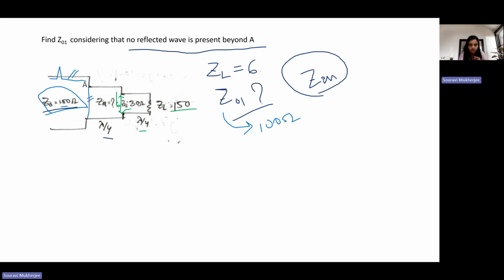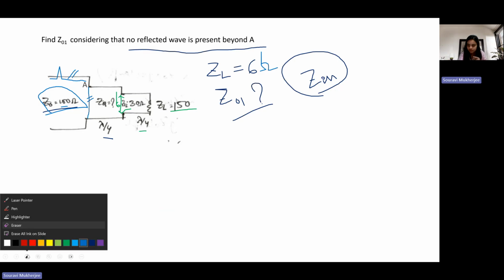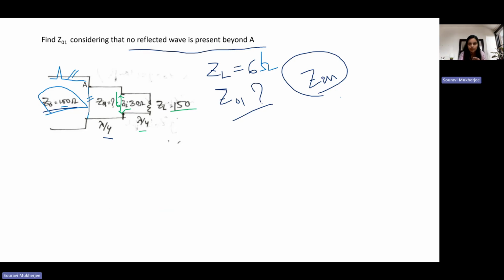So now what happens? Sorry, what did I write? Not that. Sorry, there is a mistake. The mistake is that it's not Z1. That's what we have to find, right? So basically, this turns out to be 100 ohm.